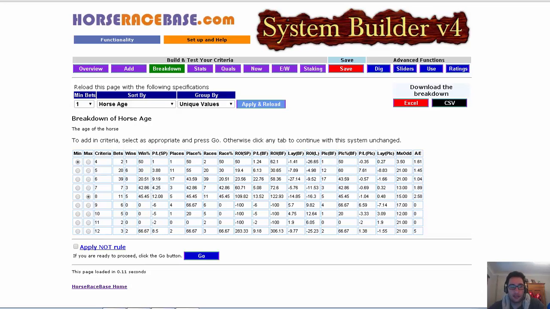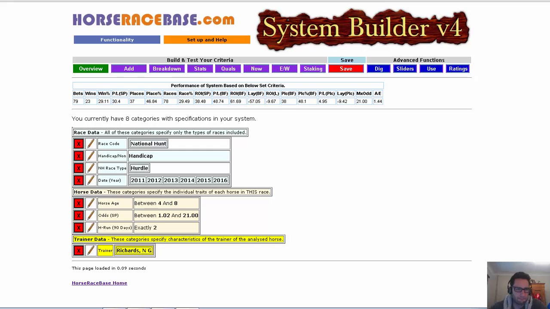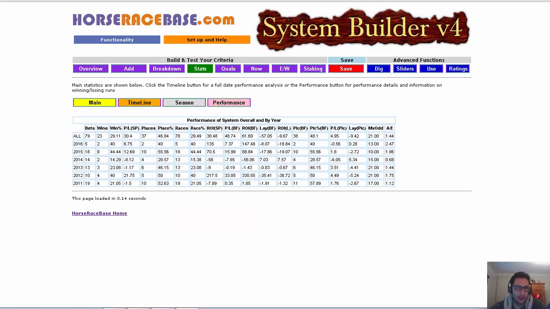An older horse needs more races and more running to get them fit and to get them spot on. Maybe that's the logical thinking behind that, not too sure. But again, that's another little angle. Horses aged 4 to 8, exactly 2 runs. Up and down as you'd expect, but generally decent enough.